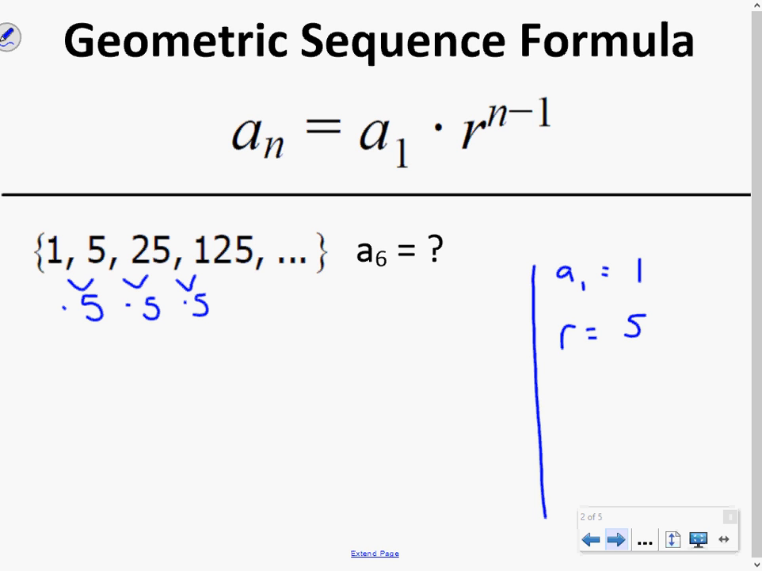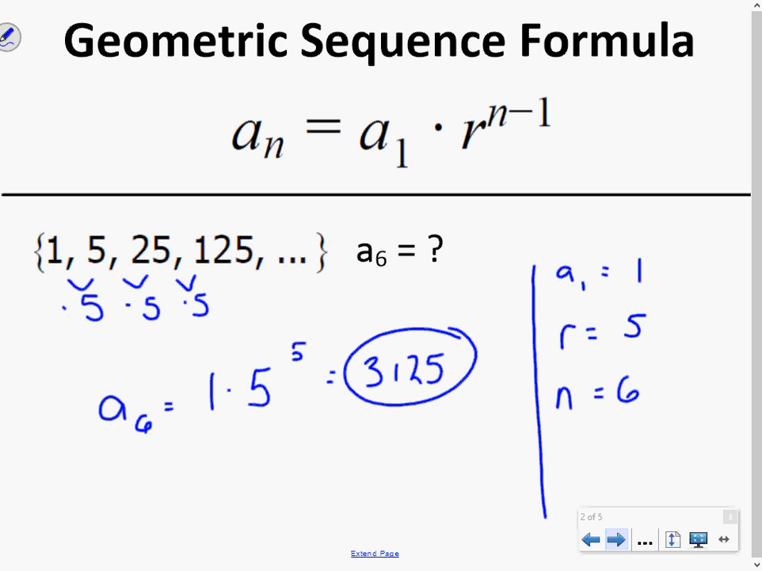And we need to know the term that we're looking for, right? So if we're looking for the sixth term, that means that n is going to be 6. So now we can go ahead and actually calculate this. If I want to find the sixth term, it's going to be equal to 1 times 5, and then the n minus 1 power, so we're going to get 6 minus 1, which is 5. And then this calculation will actually give us the value of the sixth term in our sequence, which in this case will be 3,125.